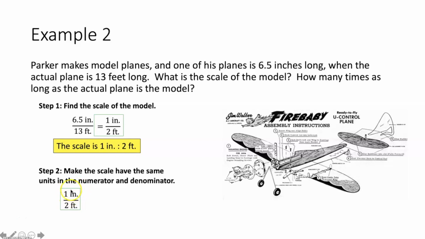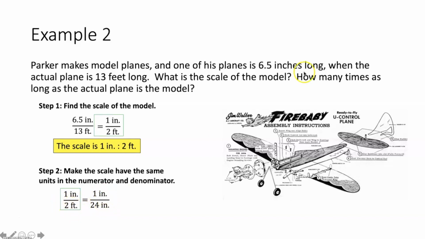So I could either convert my numerator to feet, or I could convert my denominator to inches. Well, I'm obviously not going to convert my numerator to feet because this would be 1/12 of a foot. So down here, I could just convert this to inches by multiplying 2 by 12 because there are 12 inches in a foot. So if I multiply that 2 by 12, I get 24 inches. There are 24 inches in 2 feet.